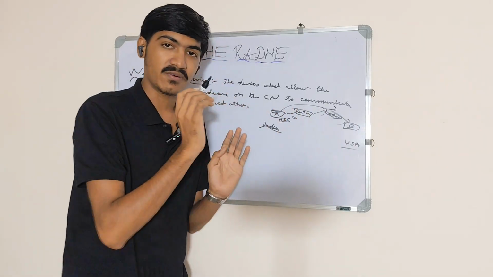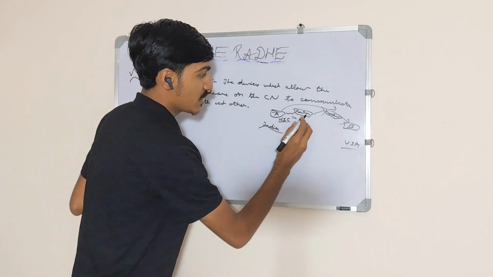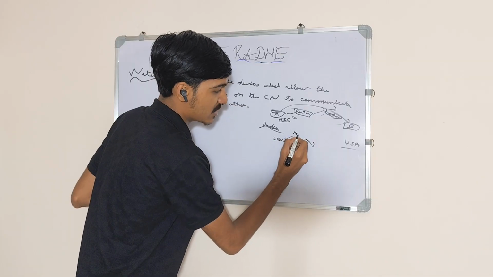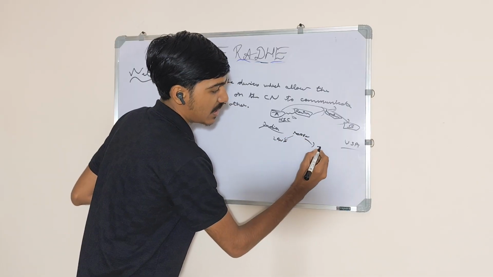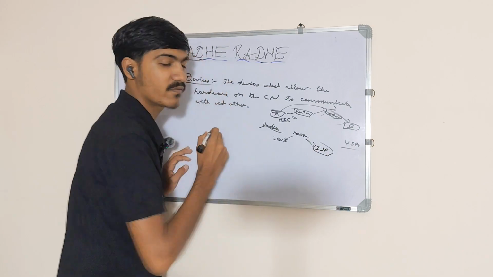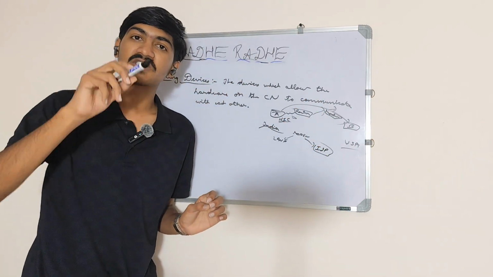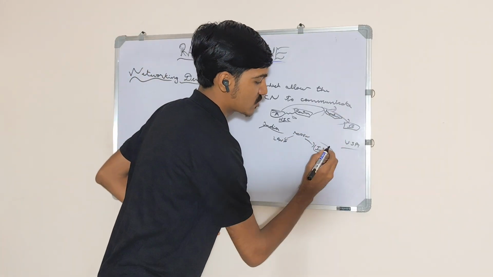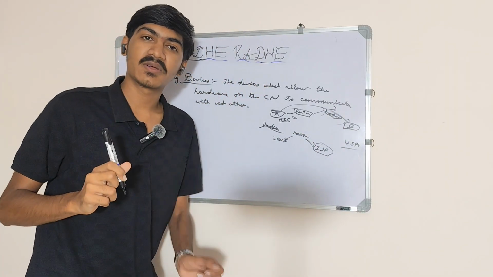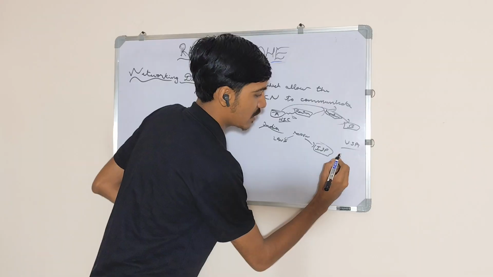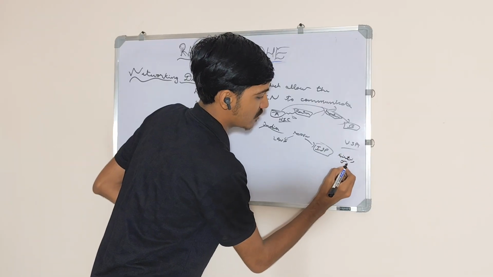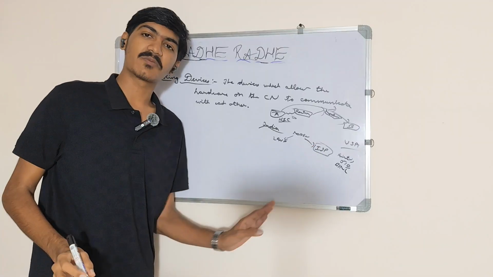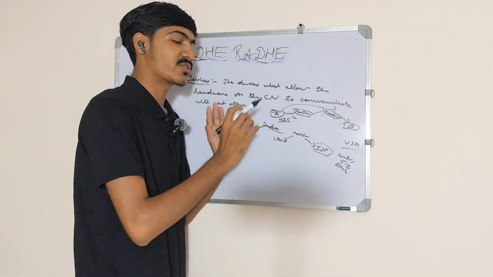Now the modem has two ports. One port is called the LAN port, and the other port is called the ISP port or WAN port. So the modem is the one which actually brings the internet to your local area network. The modem connects to the ISP. ISP is nothing but internet service provider, for example, Airtel, Jio, BSNL. These are nothing but ISPs, and the modem is the one which connects to the ISP.